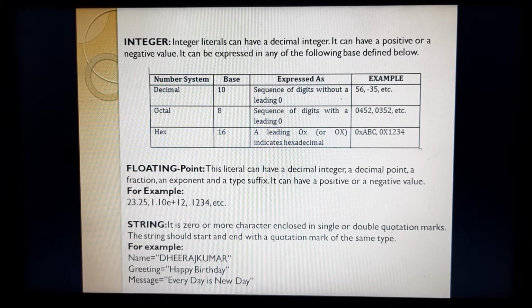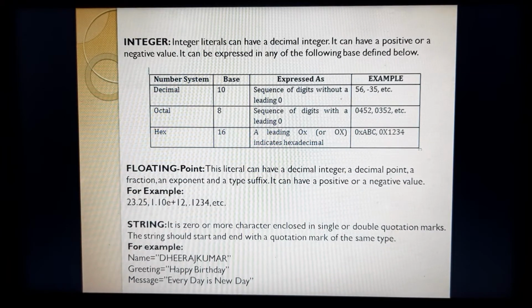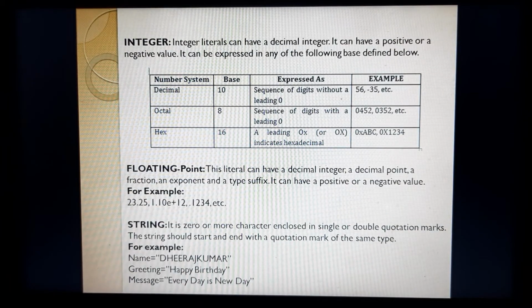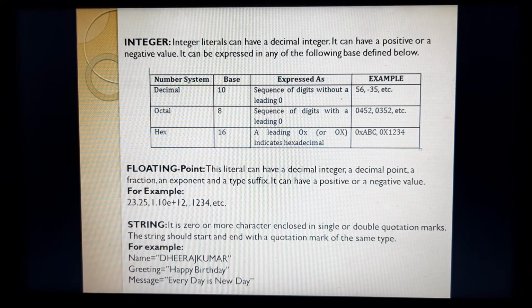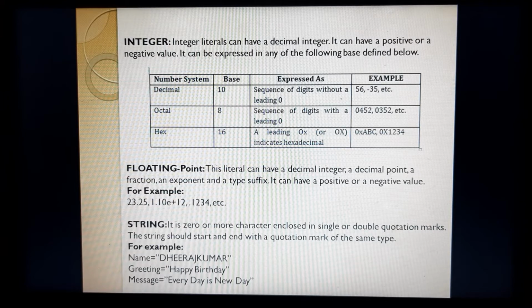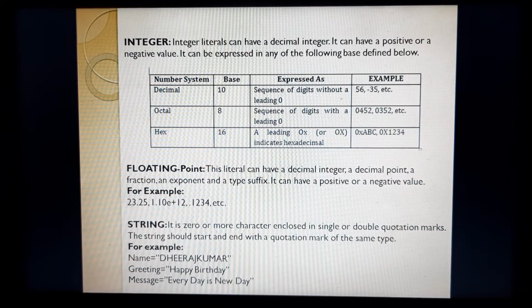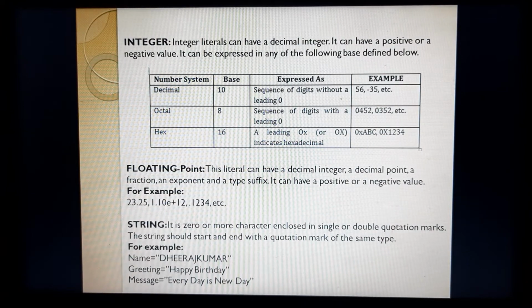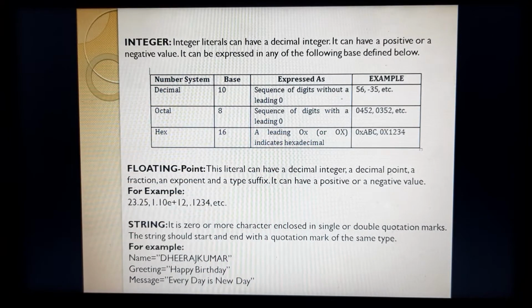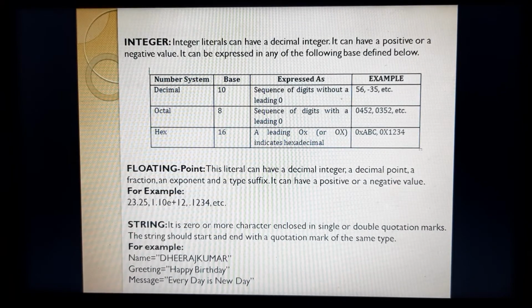And octal base is 8, a sequence of digits with a leading 0, for example 0452. And hexadecimal base is 16, and a leading 0x or 0X, small x or capital X, indicates hexadecimal. Examples are 0xabc, and you can see 0X1234. So it denotes the hexadecimal value. Integer values are the values which do not contain any fractional point value.